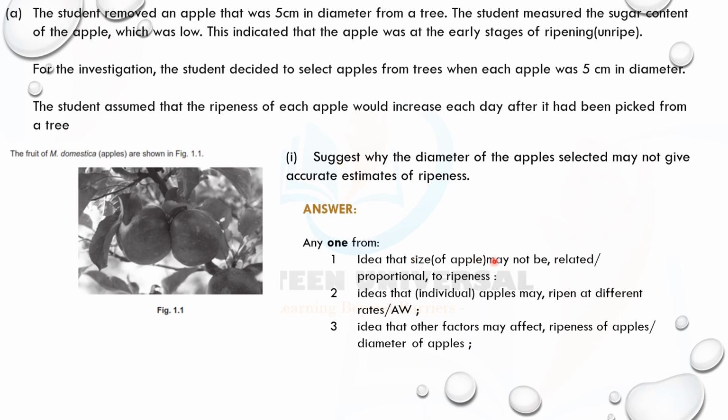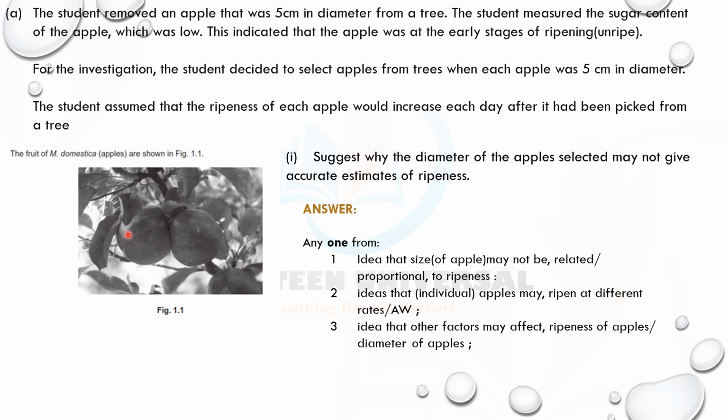Idea that size of apple may not be related, may not be proportional to ripeness. Now this question is testing your imagination. Anytime they use suggest, they are testing your ability to think outside the box. Can you think? Use your imagination. This is a skill being tested here. Nobody taught you that; we're going to connect the dots using your imagination and the concepts you've learned. Number two says idea that individual apples may ripen at different rates.